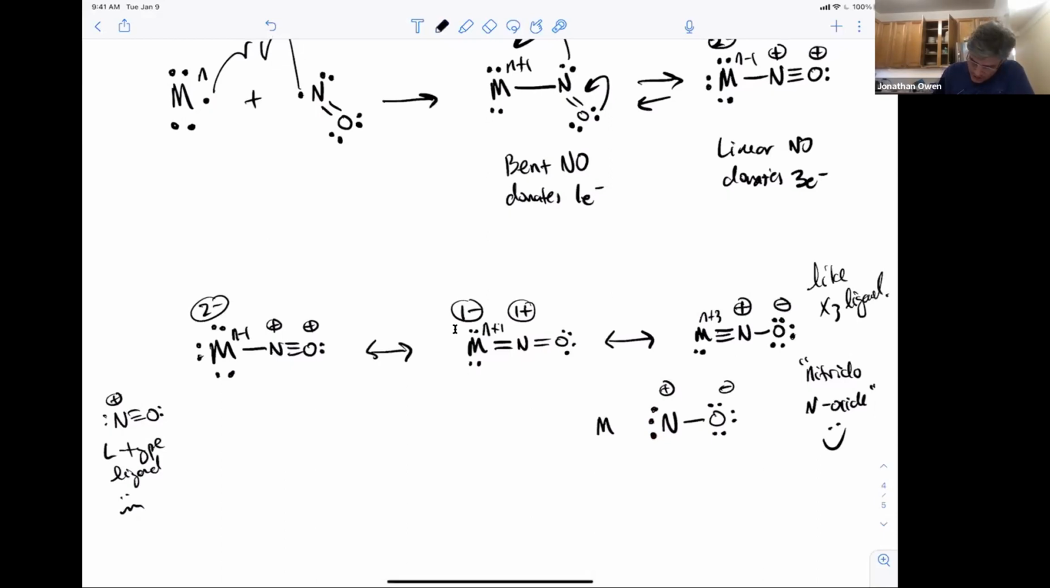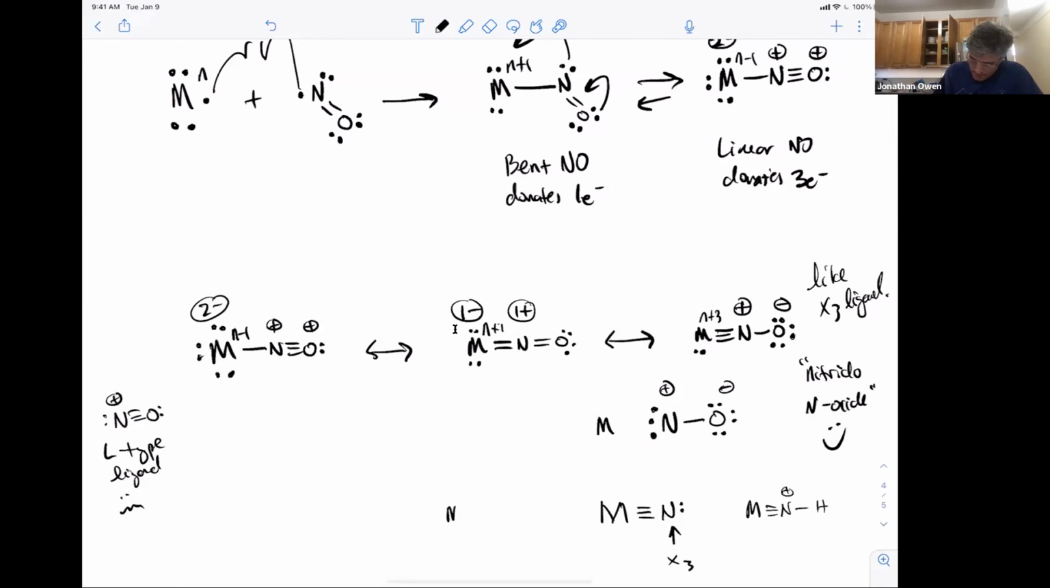Let's do another one. Let's do a metal nitrido. Nobody has a problem saying, well, yeah, that's an X3 ligand. Right? Let's stick some stuff to this nitrogen. How about a proton? Does that change how many covalent bonds the nitrogen is making with the metal? No, a proton doesn't do anything to the metal.